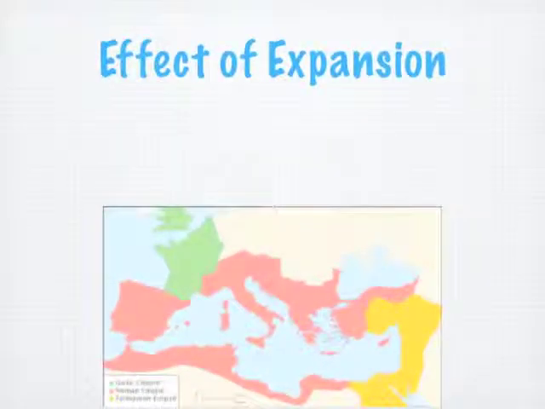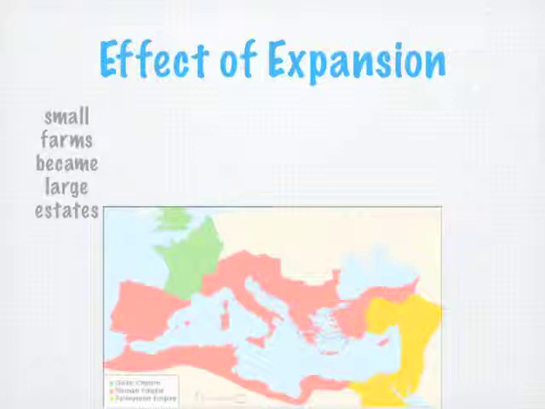So let's look at the effect of expansion. As Rome expanded, and as you can see on the map, you have some red areas, some yellow areas, some green areas. These are all the areas that Rome expanded to during the empire. One of the effects of this expansion was that small farms became large estates. As the small farmers could not afford to run their farms anymore, the patricians came in, they bought up the land, and they created these large estates.